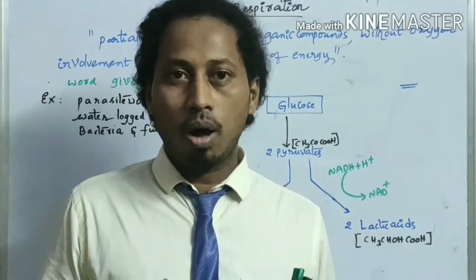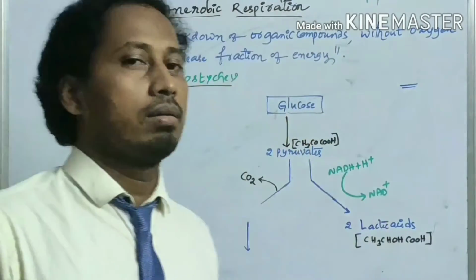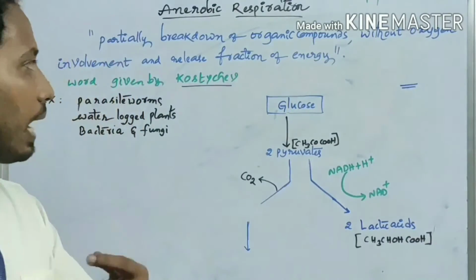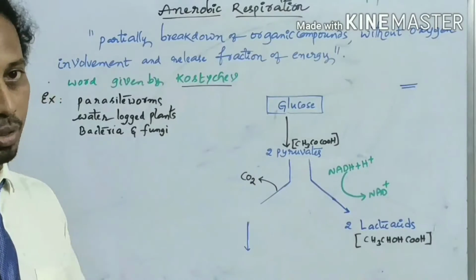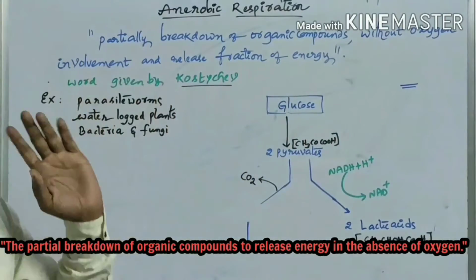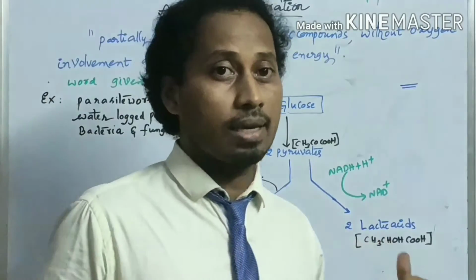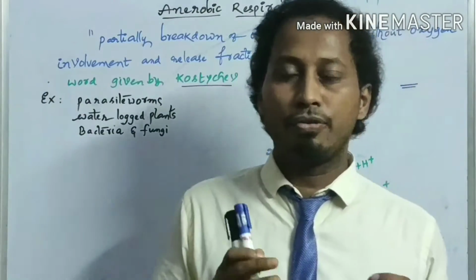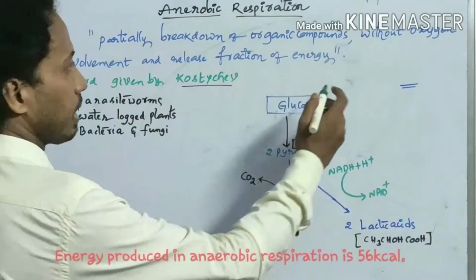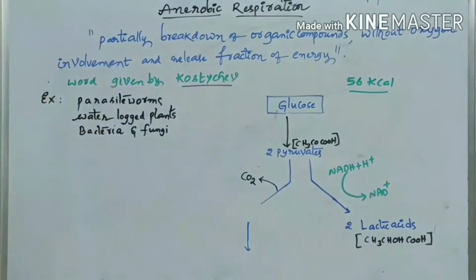The partial breakdown of organic compounds without involvement of oxygen, and the release of a small fraction of energy, is called anaerobic respiration. Once again, it is the partial breakdown of organic compounds without oxygen, releasing a fraction of energy. Comparatively, it releases very little energy, in fact around 56 kilocalories.